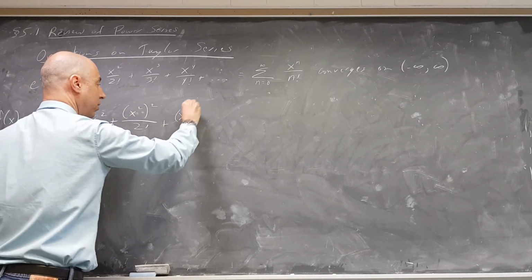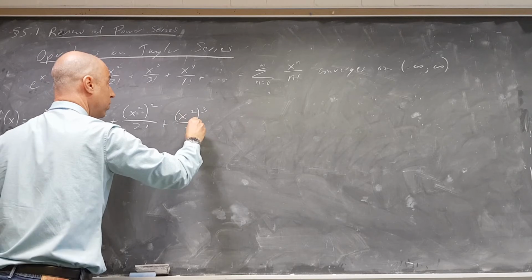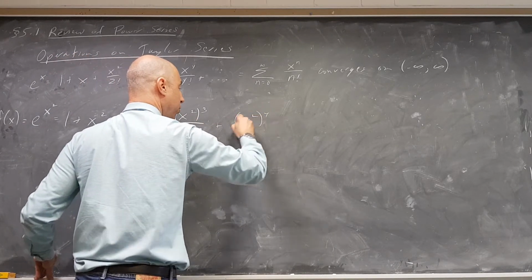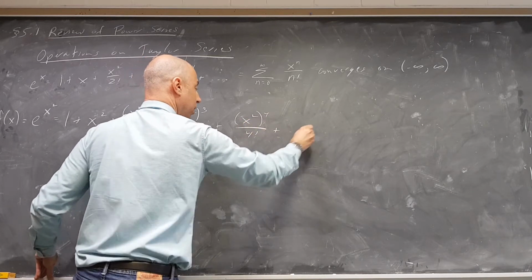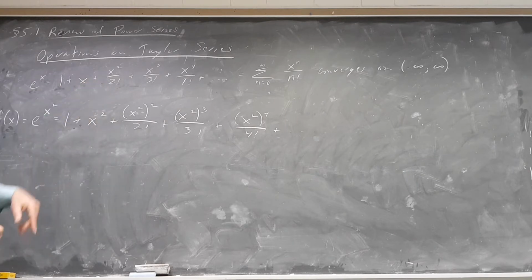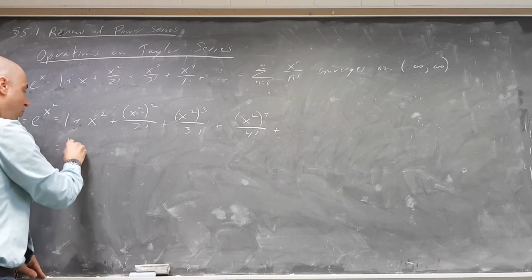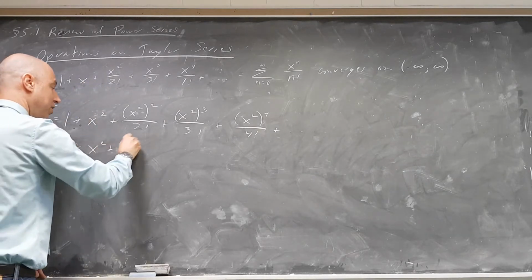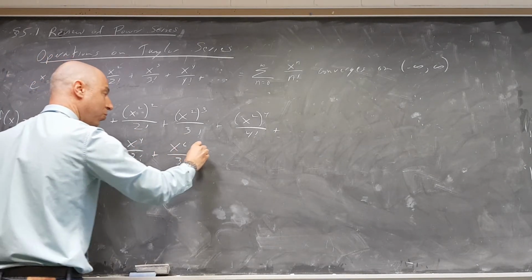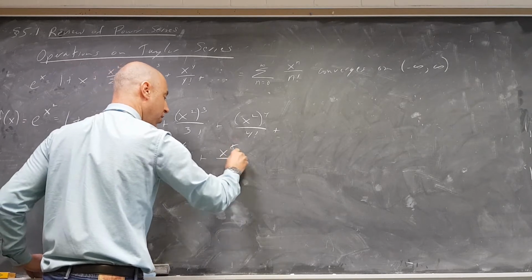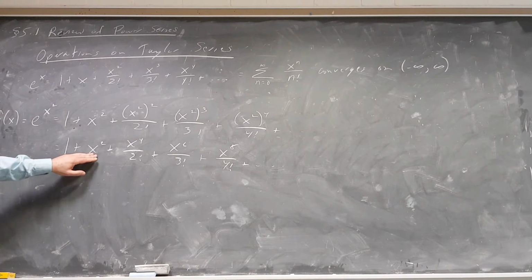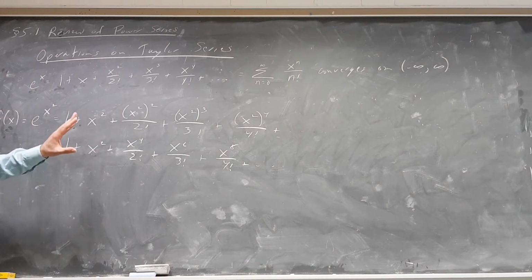So x squared cubed plus x squared to the 4th, and so on. We just put an x squared in everywhere we saw an x in this original Taylor series. And we have 1 plus x squared plus x to the 4th over 2 factorial plus x to the 6th over 3 factorial plus x to the 8th over 4 factorial, and so on, going off to infinity. That is a significant shortcut.